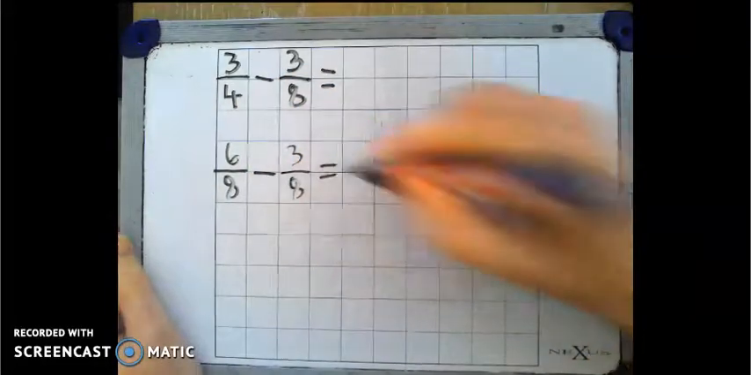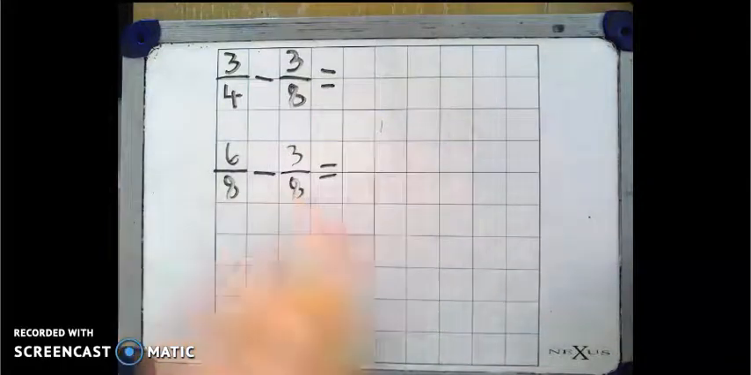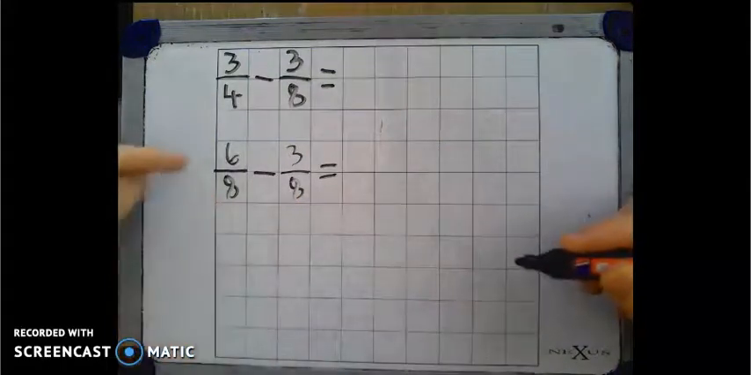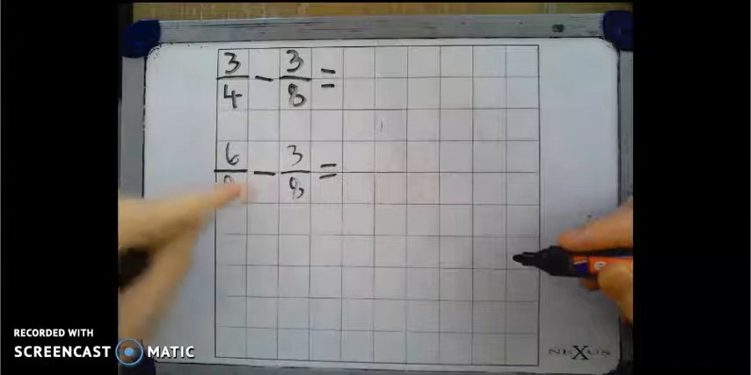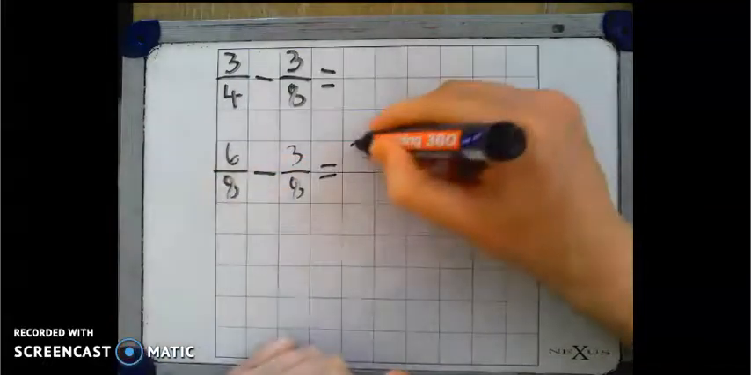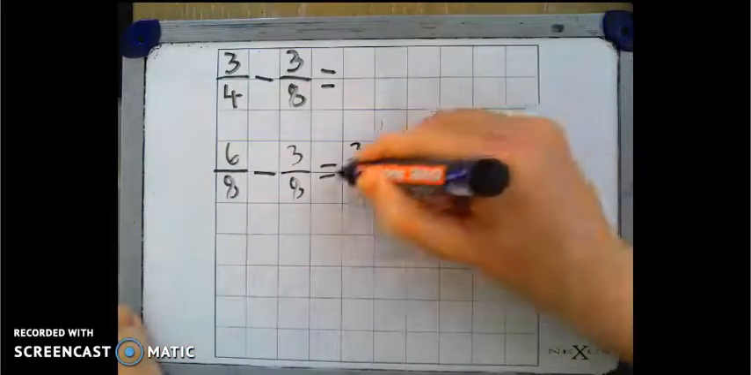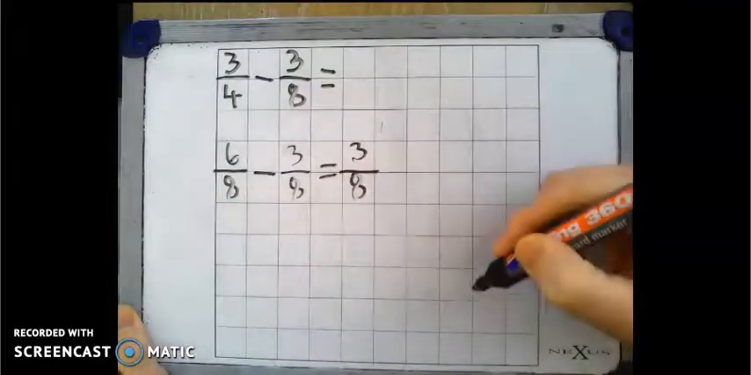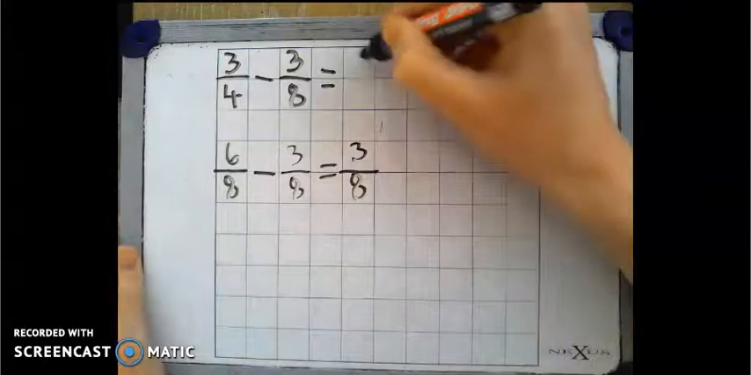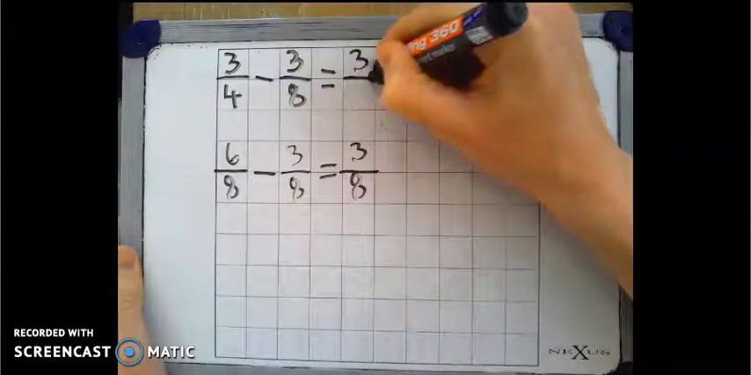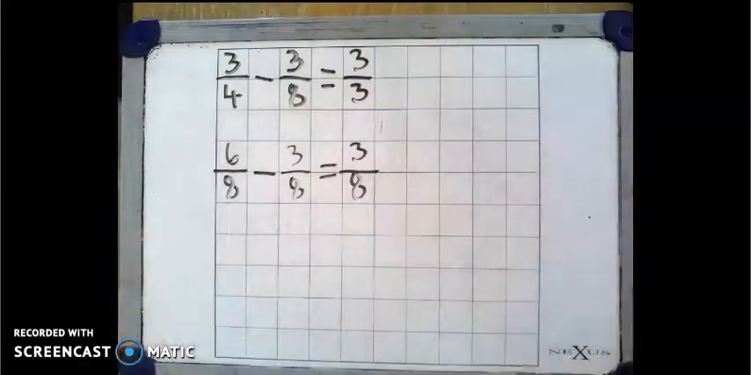Now our equation reads 6/8 subtract 3/8. We just subtract the numerator. 6 subtract 3 is 3. We do not subtract the denominator. 3/4 subtract 3/8 is 3/8.